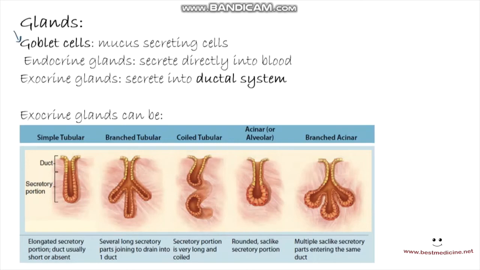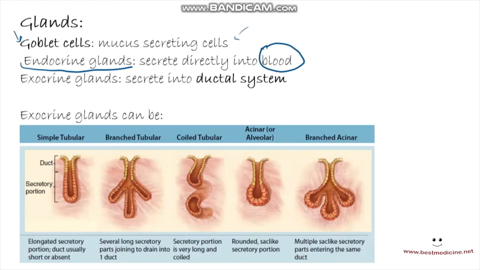First of all, we have goblet cells that we already looked at. They are mucus-secreting cells, usually found in respiratory epithelium and esophagus and so on. Then we have endocrine glands. What are endocrine glands? You might have studied these in physiology. Endocrine glands are those glands that secrete their secretions directly into blood so that it can be transported from blood. So, for example, there are endocrine hormones, and endocrine hormones would only travel through blood.